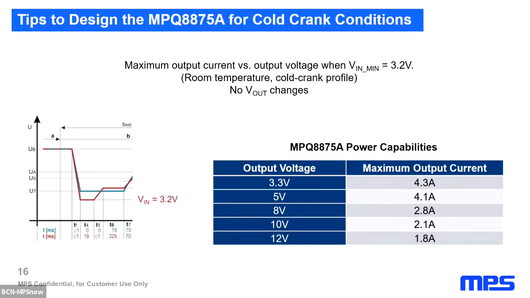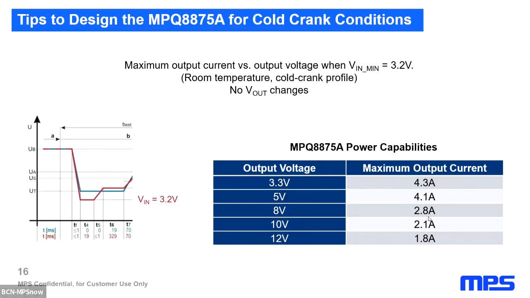By applying these design tips, we are now able to measure and get important conclusions about the performance of the MPQ8875A. Firstly, it's shown the maximum output current depending on the output voltage when a cold crank profile is applied at the input of the IC. As it can be observed, the maximum current decreases when the output voltage increases. Here, for example, with an output voltage of 3.3 volts, we obtain a maximum output current of 4.3 amperes. Then, if we increase this output voltage to, for example, 10 volts, where most cameras operate, the maximum output current has decreased to 2.1 amperes.